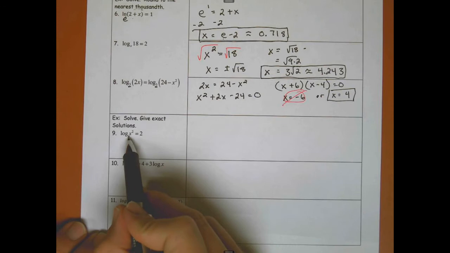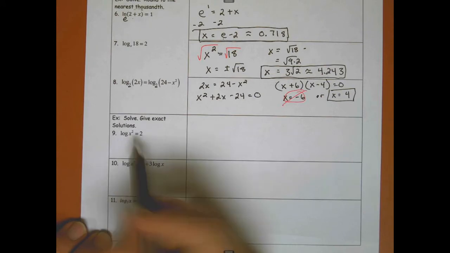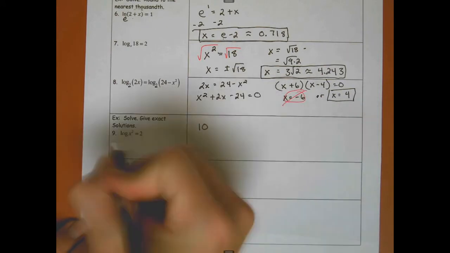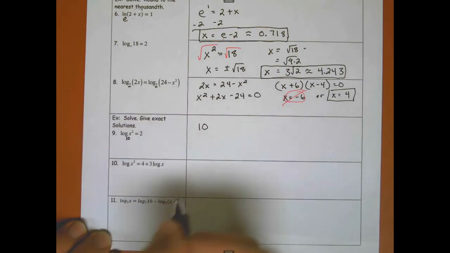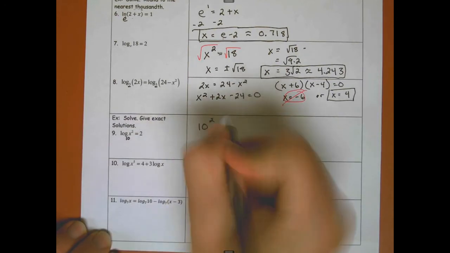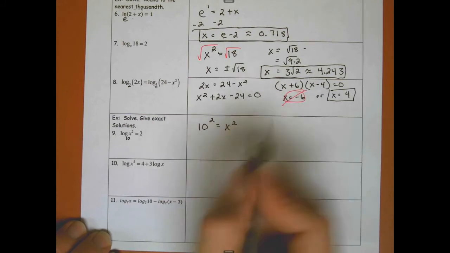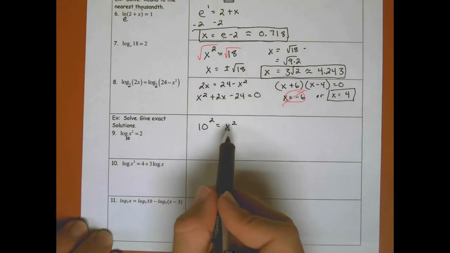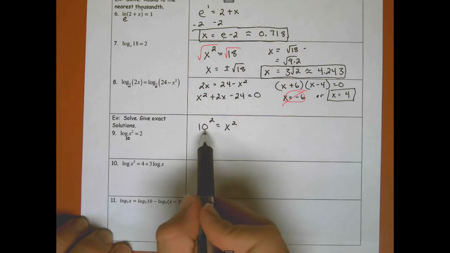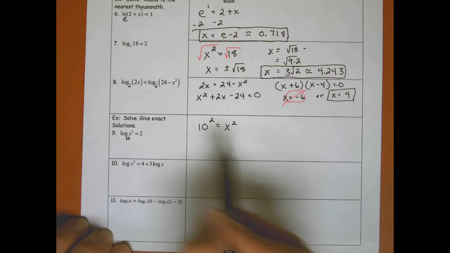So here on number 9, this log's already by itself. So the base is 10. Remember, if there's no number there, it's 10. And then we pull the old switcheroo. So it's 10 squared is equal to x squared. And you might just be able to see that right now. Well, that means that x is equal to plus or minus 10.